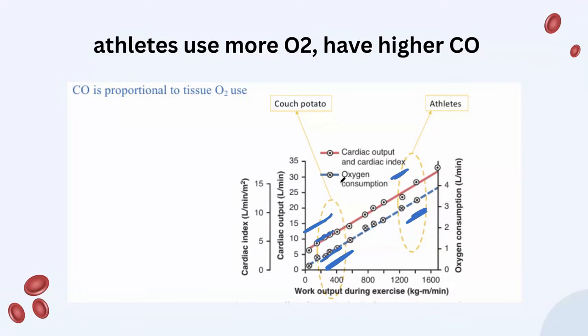So in somebody with a low oxygen consumption, for example somebody who is always lying in bed, they're going to have a lower cardiac output and lower cardiac index. An athlete, on the other hand, is always running, exercising, and has increased oxygen consumption, and that is going to cause an increased cardiac index.